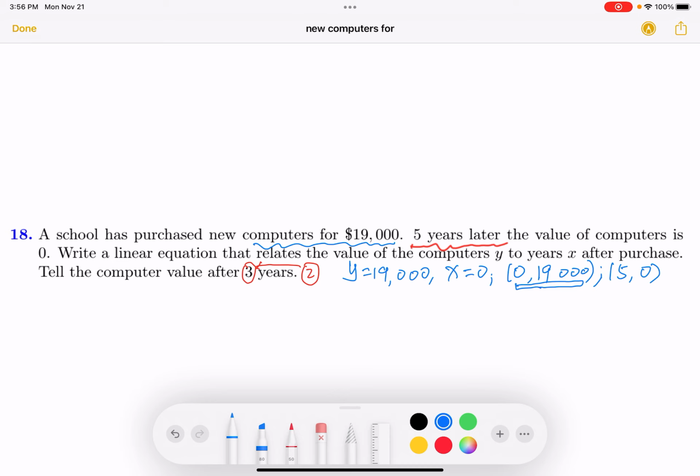So then here we have 2 points. One is 0, 19,000. Another is 5, 0. And here y value is computer value. X value is the number of years. Now, here those 2 points are very important. If we know those 2 points, then we can find out the slope. Let's see how to do this question by studying find the slope.